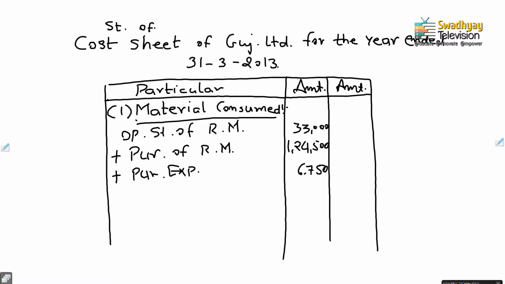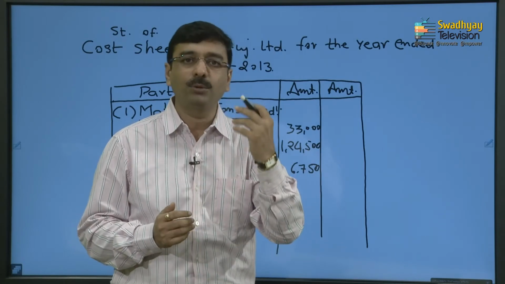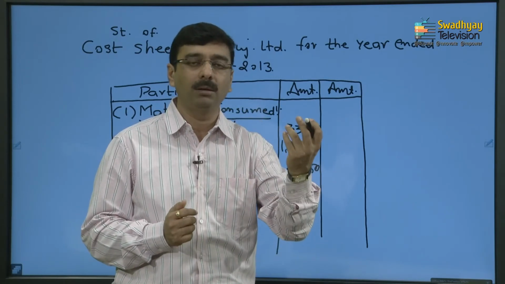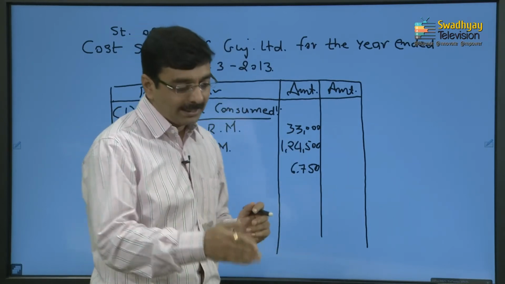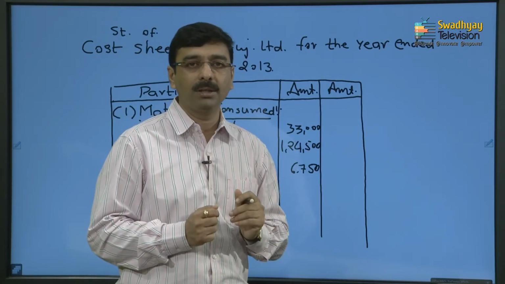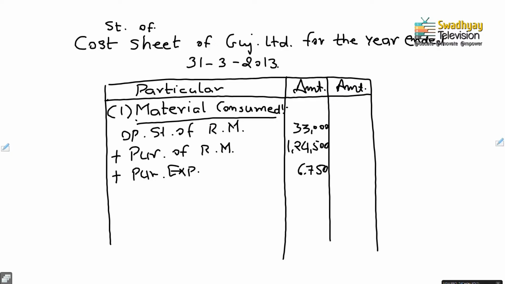Then the next item is return of raw materials. If the raw material is not as per the mark or as per the sample, the raw material would be returned back to the store or maybe returned back to the supplier, and it would be deducted from this particular total. But in this question we do not have a return of raw material, so it would not be considered here. Then make a total of this value.